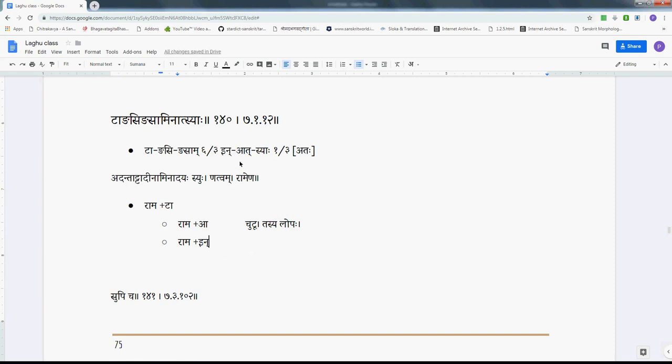Now in will become ina, not in, because there is a savarna dirgha sandhi, ina, at, syaha. Otherwise this would become a padanta nakara, not in, ina. So what happens to this ina now? Rama plus ina, you will get guna here, Rame, Ramena, guna sandhi.